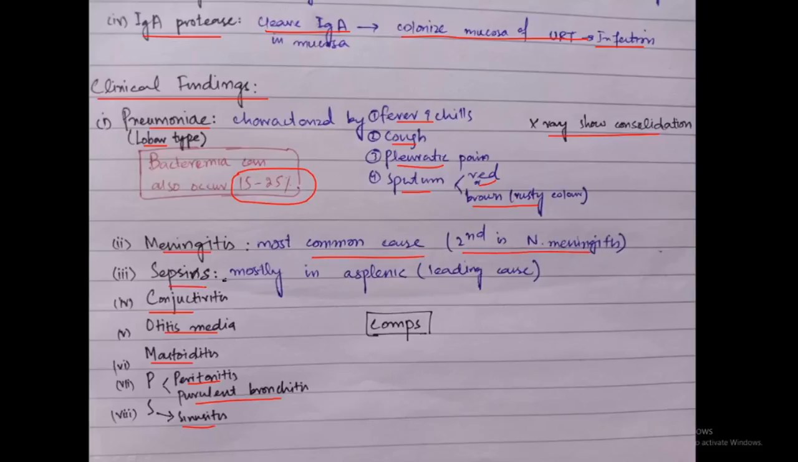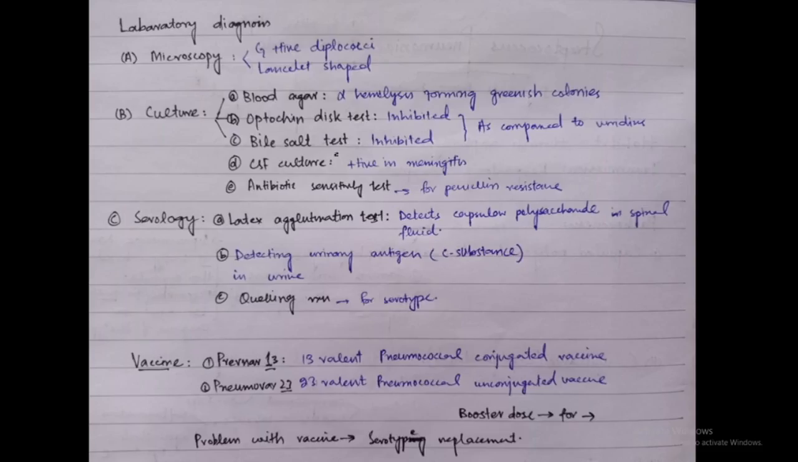The third disease caused by Streptococcus pneumoniae is sepsis, which is mostly in asplenic patients. Fourth is conjunctivitis. Fifth is otitis media. Sixth is mastitis. Seventh is peritonitis and purulent bronchitis. Eighth is sinusitis. We can remember them by the mnemonic COMPS: C for conjunctivitis, O for otitis media, M for mastitis and meningitis, P for pneumonia, peritonitis, purulent bronchitis, and S for sinusitis.